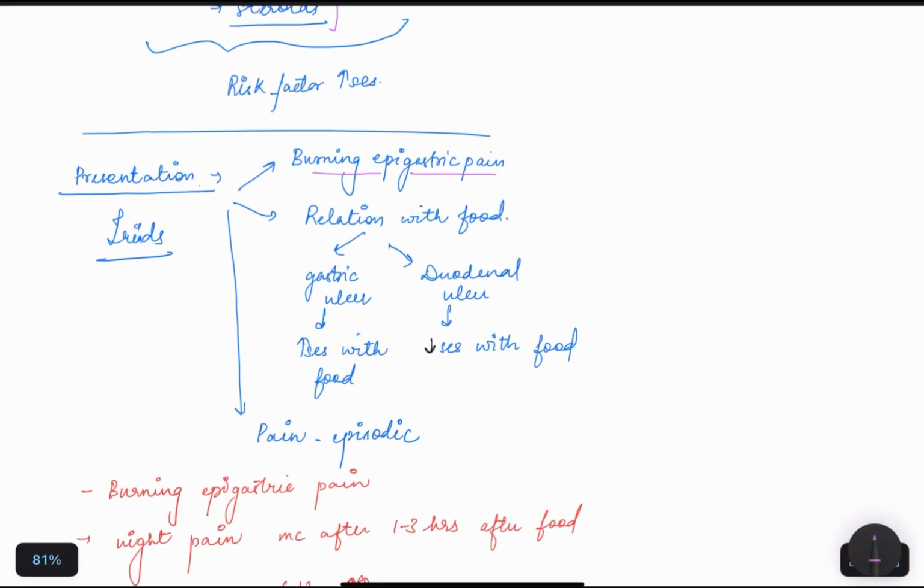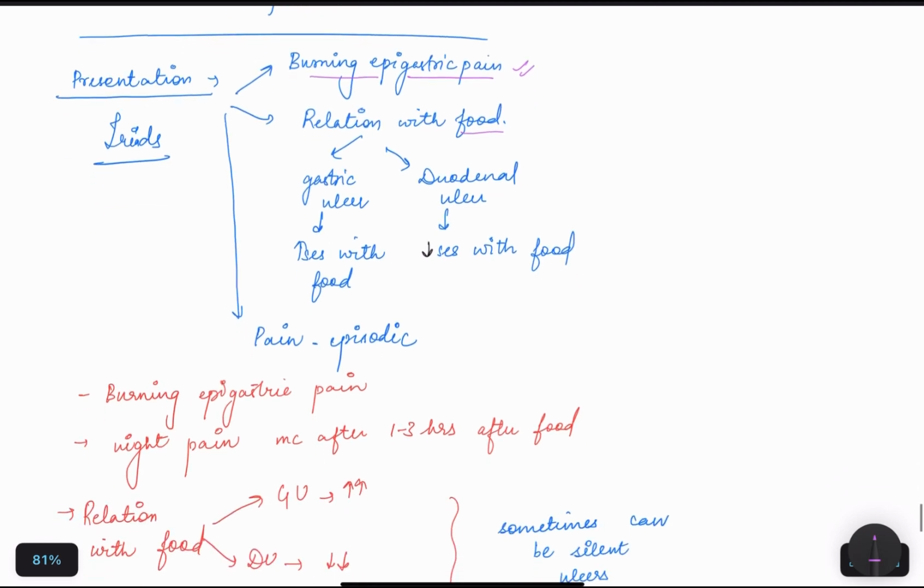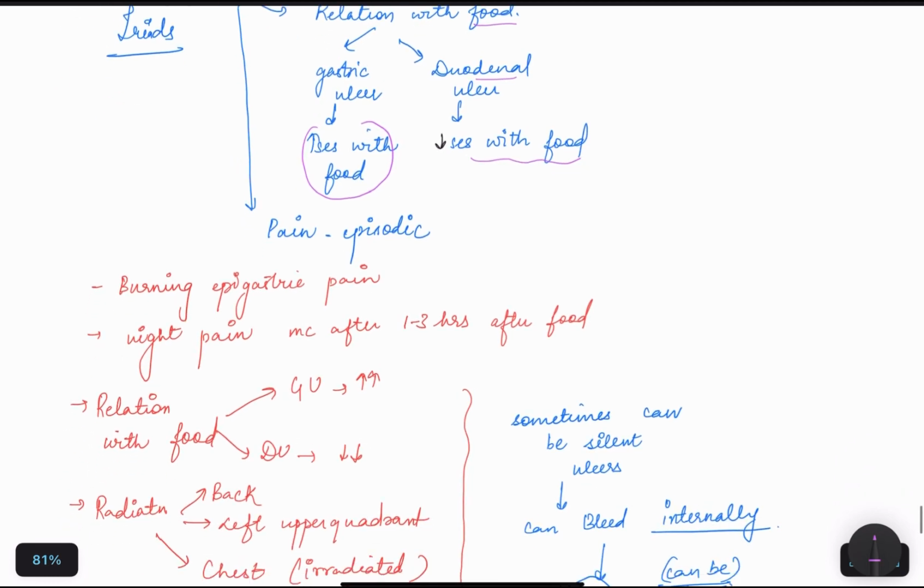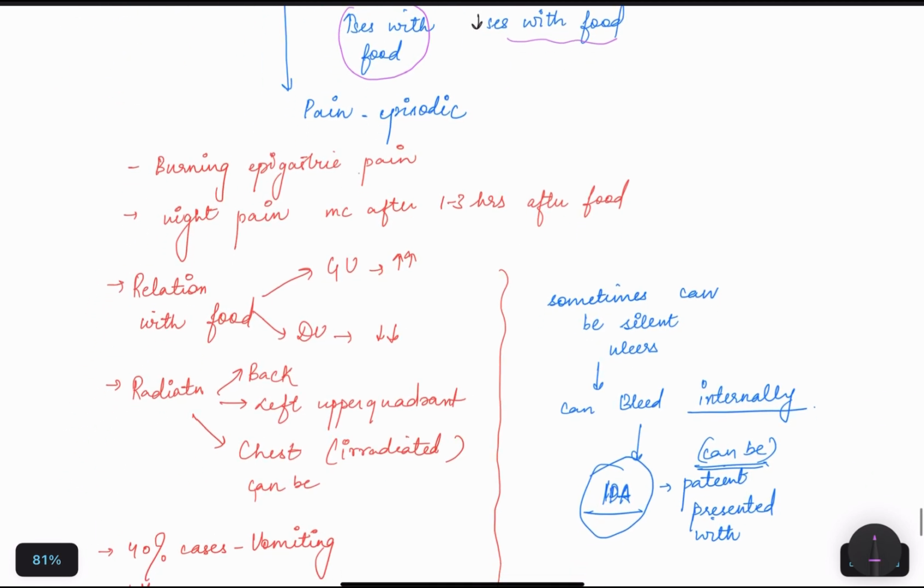The presentation of a patient with peptic ulcer disease can be burning epigastric pain, and most importantly, it will have a relation with food. In gastric ulcer cases, the pain will increase with food, and in duodenal ulcer, it will decrease with food, and the pain will be episodic. Second, the burning epigastric pain will increase at night time, most commonly 1 to 3 hours after intake of food.